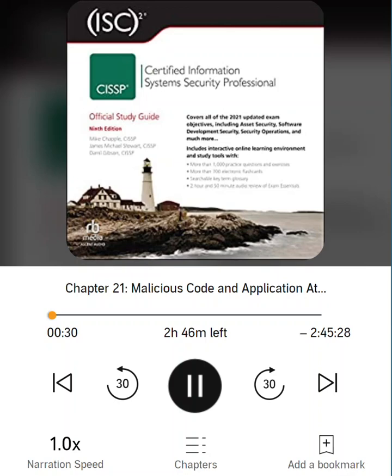7.2, Conduct logging and monitoring activities. 7.2.7, User and Entity Behavior Analytics, UEBA. 7.7, Operate and maintain detective and preventative measures. 7.7.7, Anti-malware. Domain 8.0, Software Development Security.